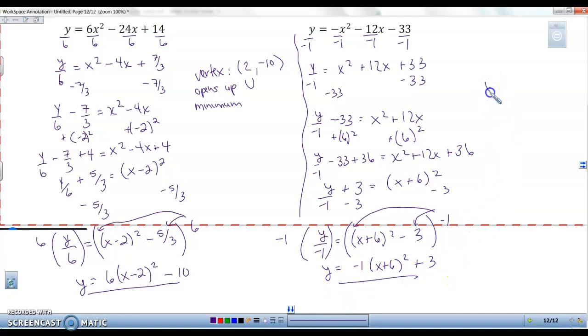So what is my vertex? Okay, remember it's opposite sign, negative 6, same sign, 3. Well, the leading coefficient's negative 1, so which way is it going to open? It's going to open down. Okay, it opens down like this. So the vertex is going to be a maximum because it's the highest point of the parabola. Sorry about that. Okay, so that's some practice on completing the square.